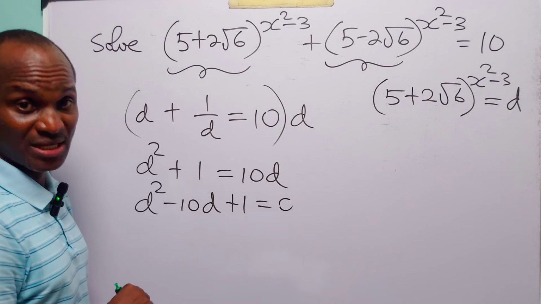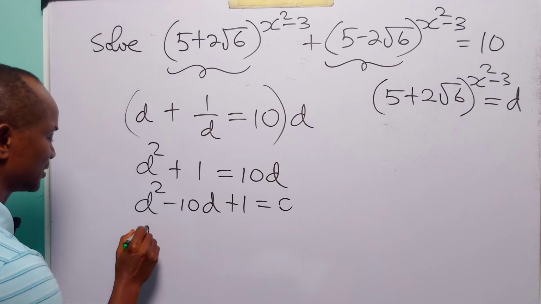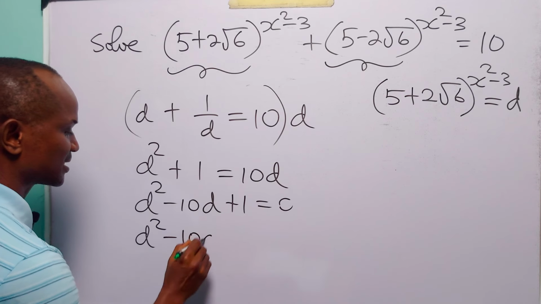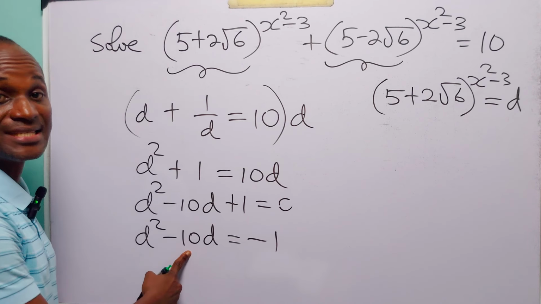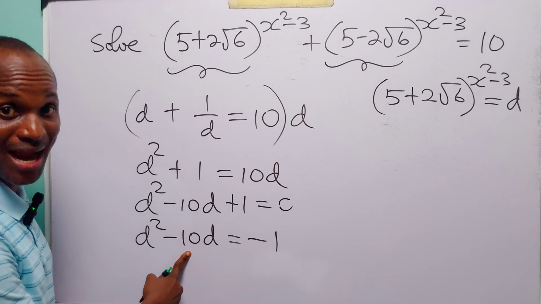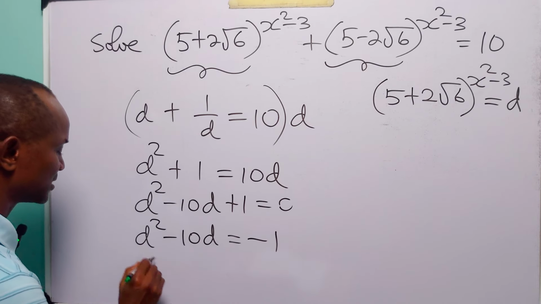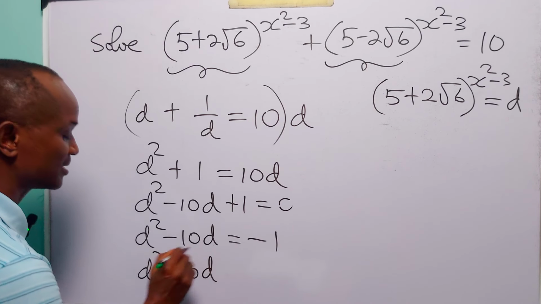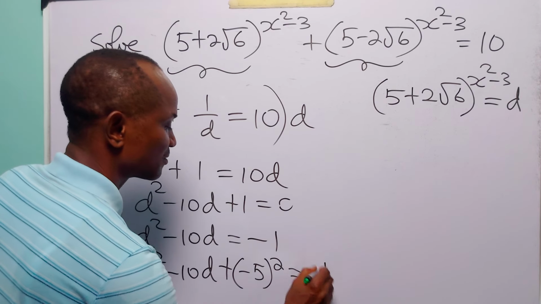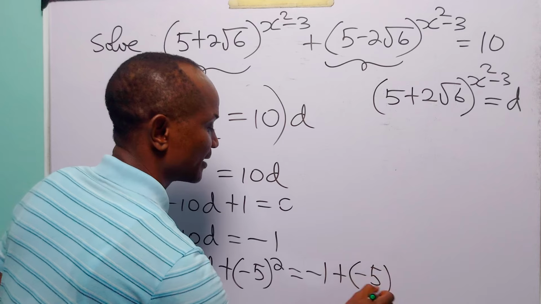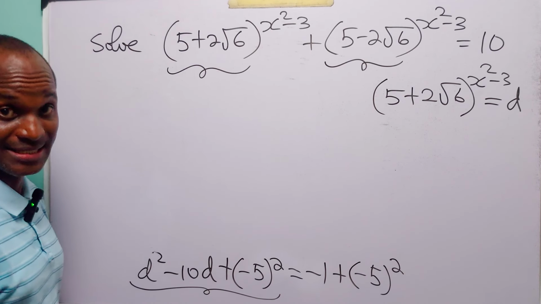Now, we cannot solve this quadratic equation by factorization, so let us complete the square. We have d squared minus 10d is equal to minus 1. Now, we divide this, that is minus 10, by 2, square it, and add to both sides of the equation. When we do that, we have d squared minus 10d plus (minus 5) squared is equal to minus 1 plus (minus 5) squared.